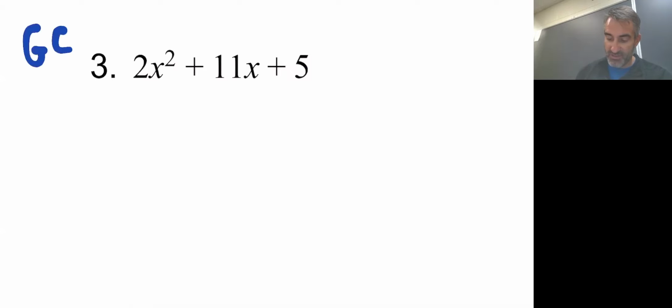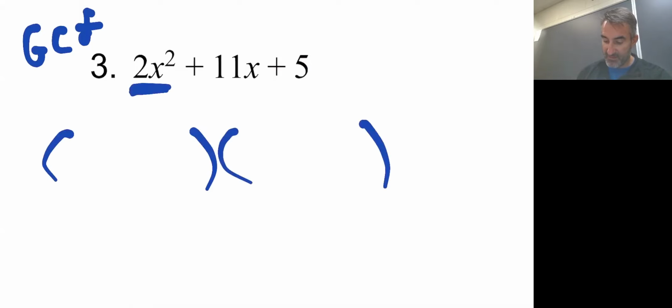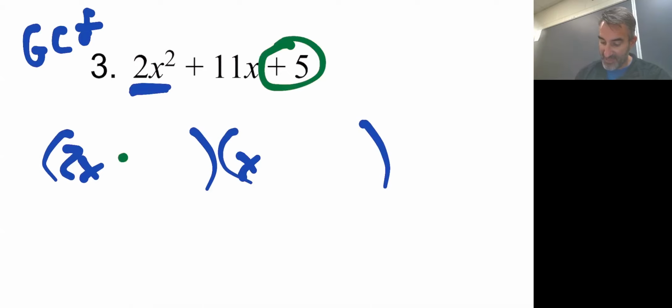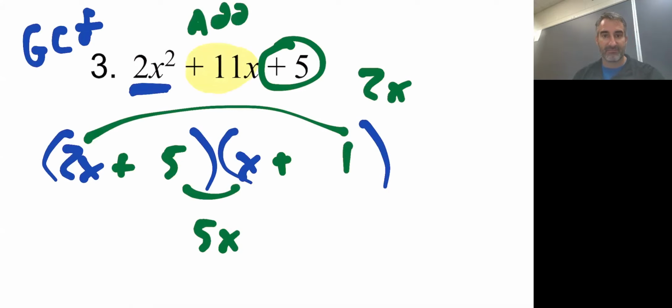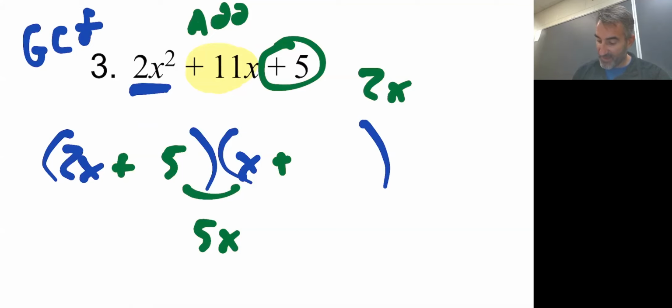Check GCF, always GCF. Nope, no variable, no numbers. Okay, 2x squared, that's 2x and x, guys, all day long. Now, what's great about the 5, now it has to multiply to be positive 5, so that has to be plus plus. Now, if I put 5 there and 1 there, let's just check. You have to do this part quick. That's 2x and 5x. Remember, it has to add to 11x. Does 2 and 5 add to 11? No. So I know for a fact that 1 doesn't go there, that 5 doesn't go there.